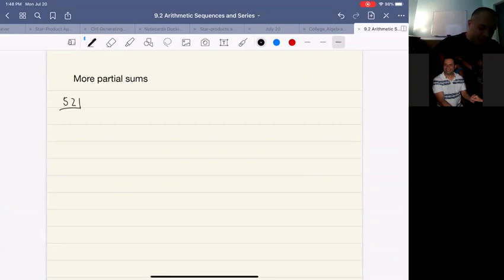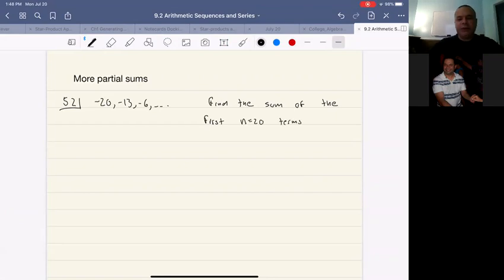52. We're going to have negative 20, negative 13, negative 6, and find the sum of the first 20 terms. Okay, all right, so let's see what we got. First thing we have to do, we have to write the equation of the arithmetic sequence.